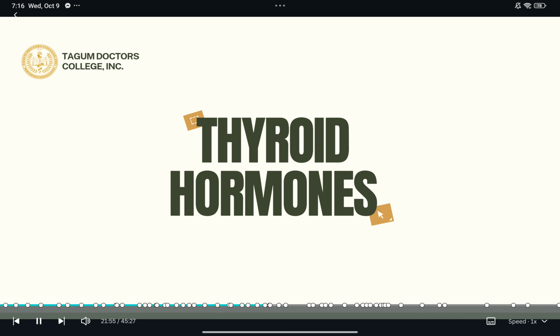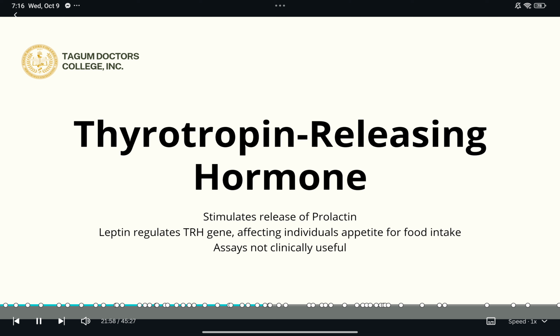Next, we have our thyroid hormones. First, we have our thyrotropin releasing hormone or our TRH. So this is coming from the hypothalamus. Diba? As Sir Karai said, anything that has the releasing hormone usually comes from the hypothalamus. So this also stimulates the release of prolactin and not just our TSH. So leptin regulates the TRH gene and affects individuals' appetite for food intake. Okay, but the assays for our TRH is usually not clinically useful.